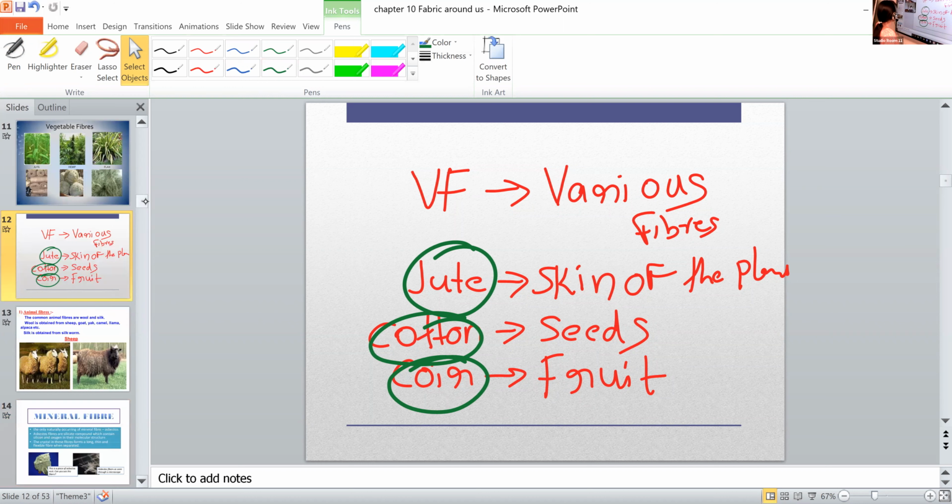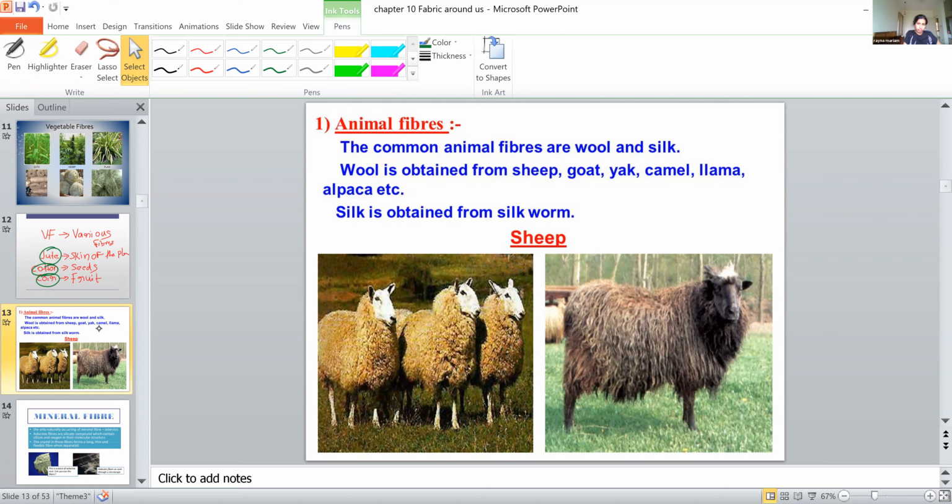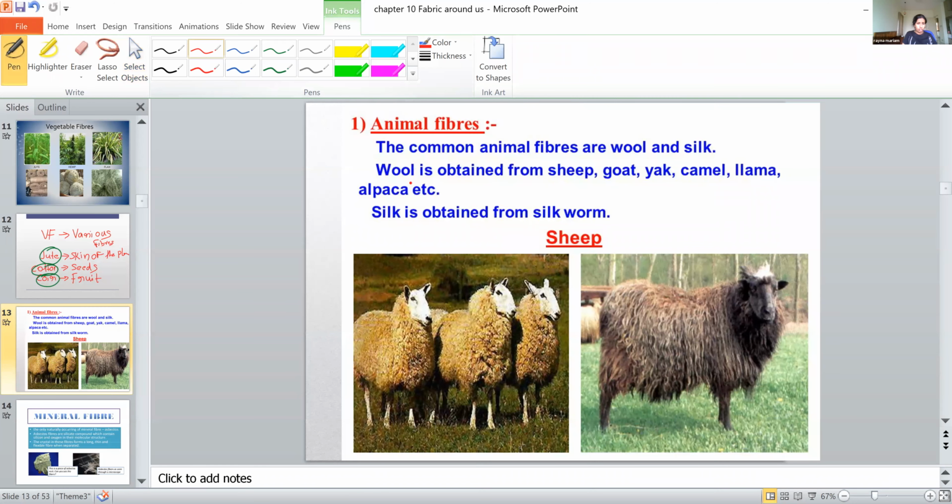Next, after the vegetable fiber, is animal fiber. So, what is an animal fiber? Definition: the fiber that is obtained from animals. Vegetable fibers means the fibers that are obtained from plants. Animal fibers means the fibers that are obtained from animals. Wool is obtained from sheep, and not only sheep, but goat, camel, and all.